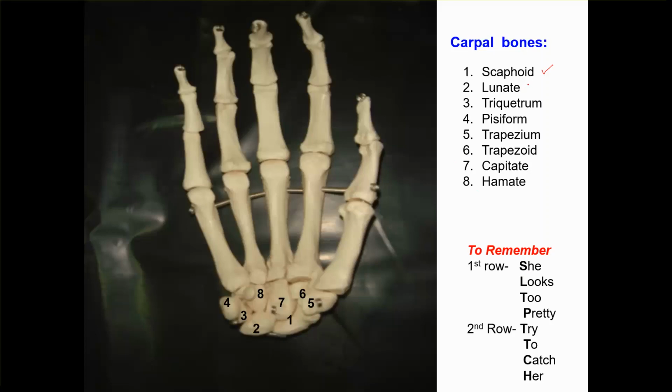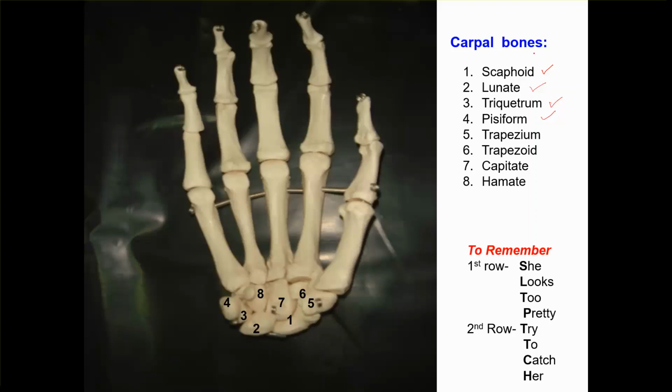Lunate means the shape of the moon, so it's called lunate. Number 3 is the L, that is triquetrum. And P is for pisiform. So that is the proximal row. And like I told you in the previous slide, scaphoid and lunate articulate with the lower end of the radius to form the wrist joint.